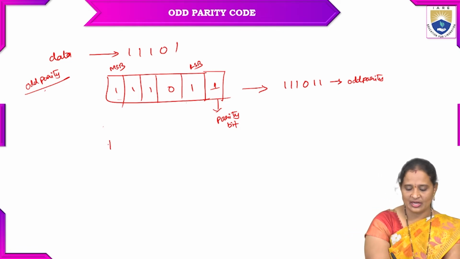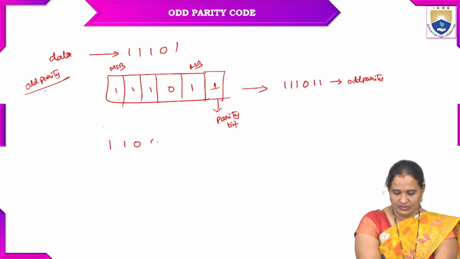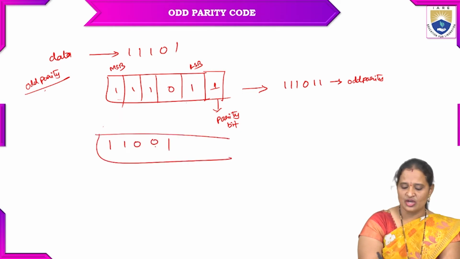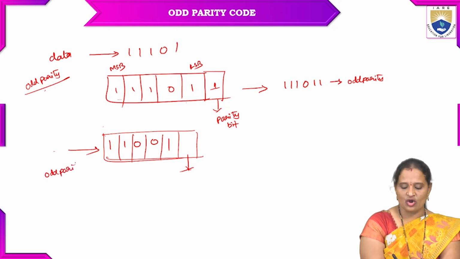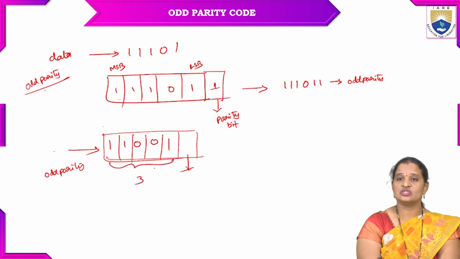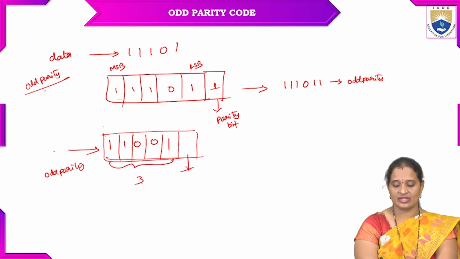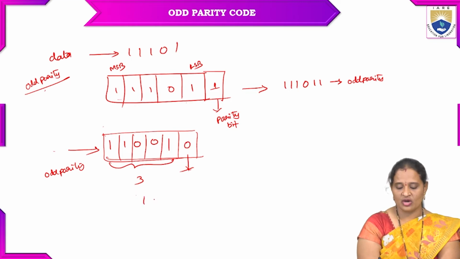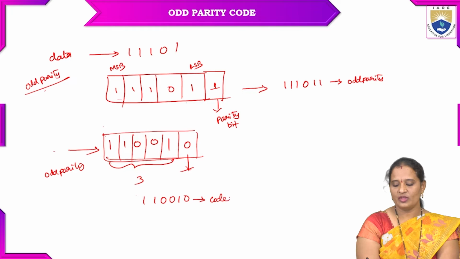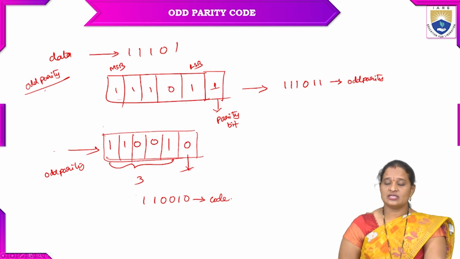For example, next let us take 1 1 0 0 1. This is my message. Now again I am adding an extra parity bit here, at the LSB side. Again I want to use odd parity. As the number of ones in this code is already 3, an odd number of ones, I have to take the parity bit as 0. So this is the error detecting code with odd parity for the message 1 1 0 0 1. This is the code, with parity added.